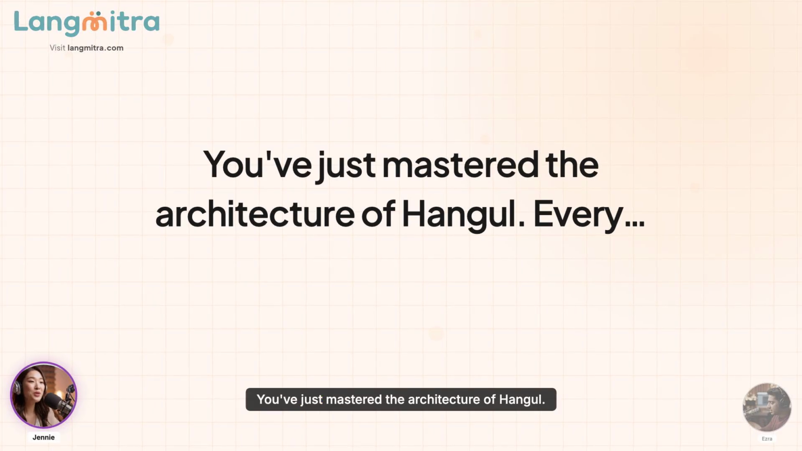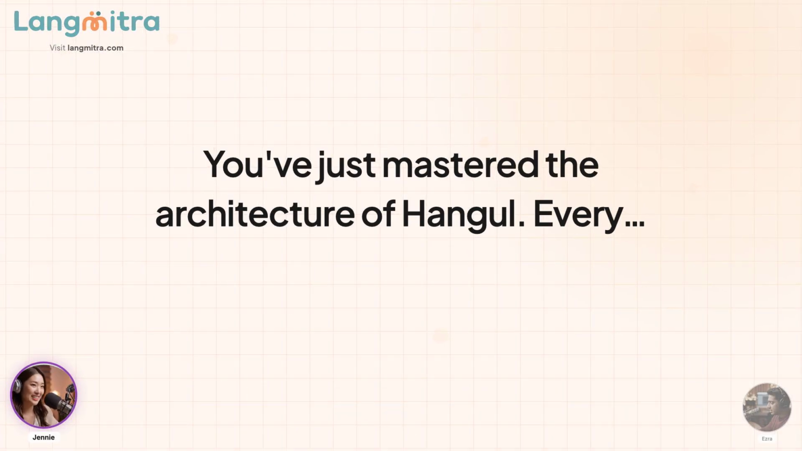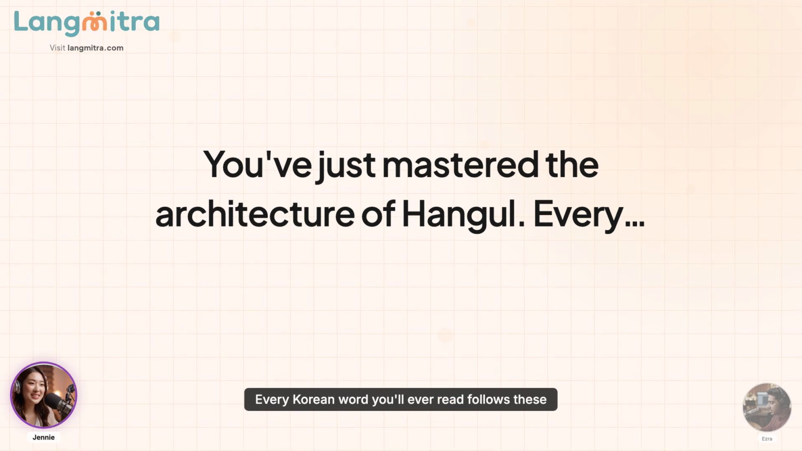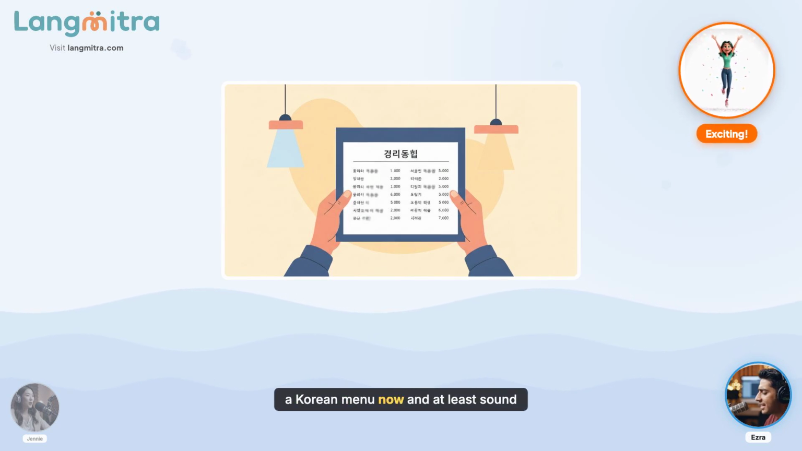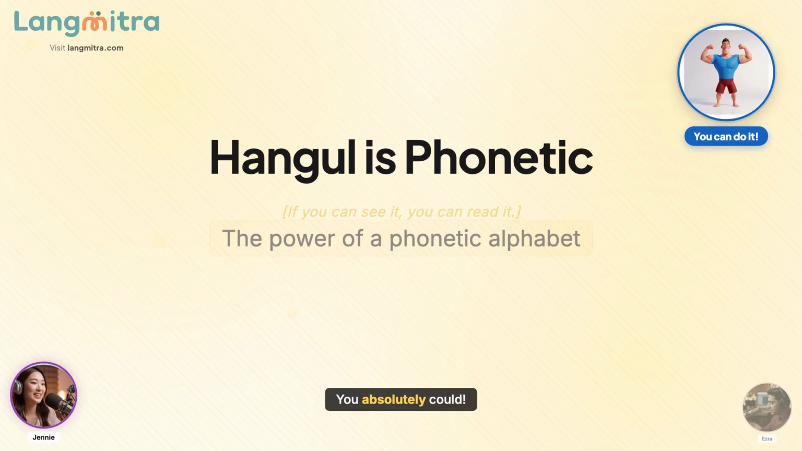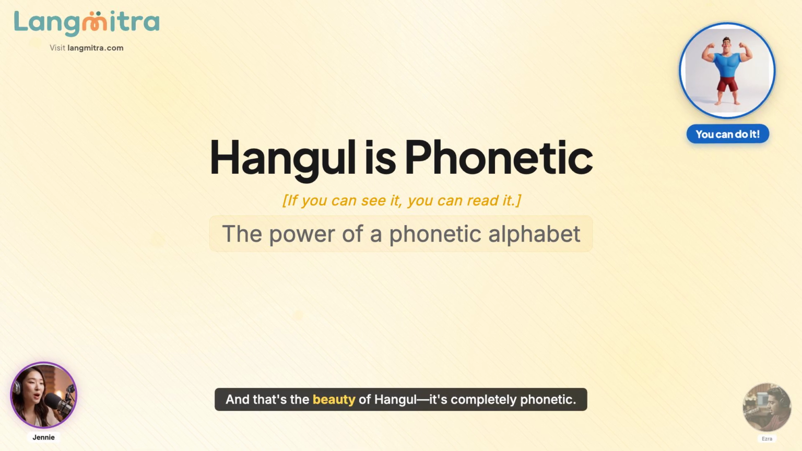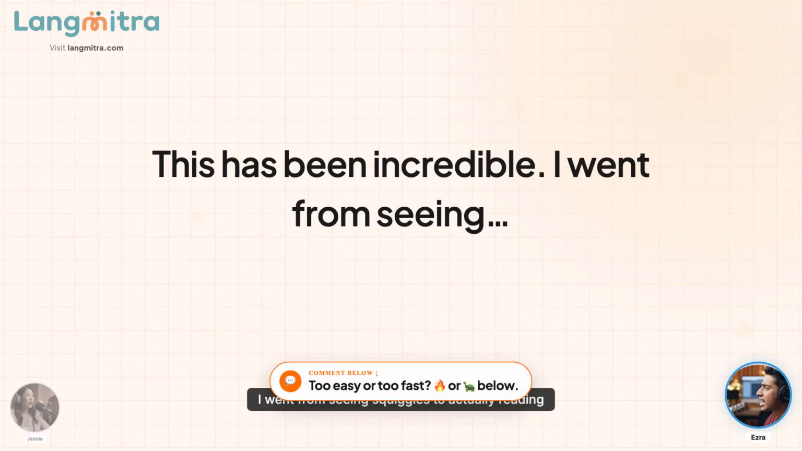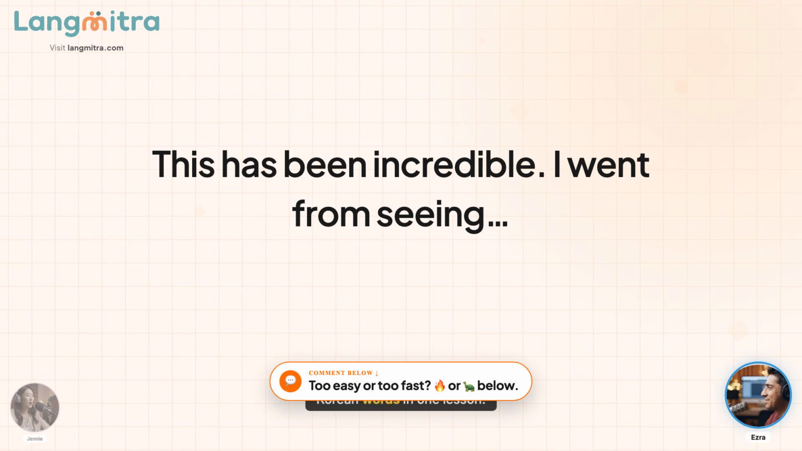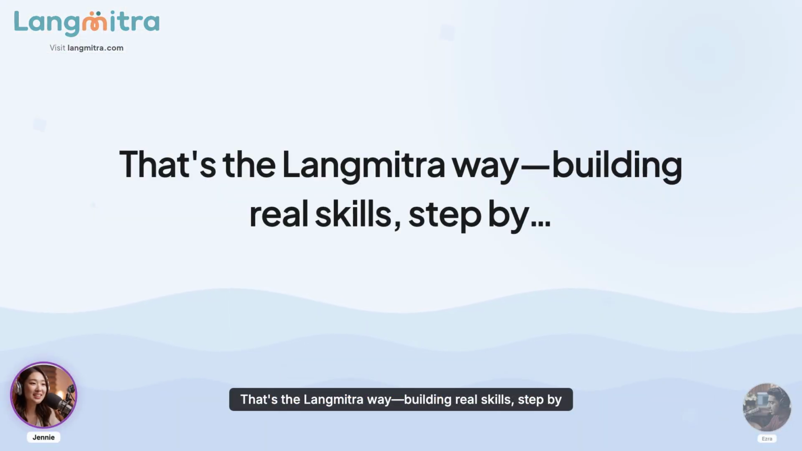Perfect. You've just mastered the architecture of Hangul. Every Korean word you'll ever read follows these exact patterns. I feel like I could actually pick up a Korean menu now and at least sound things out. You absolutely could. And that's the beauty of Hangul. It's completely phonetic. If you can see it, you can read it. This has been incredible. I went from seeing squiggles to actually reading Korean words in one lesson. That's the Langmitra way, building real skills step by step.